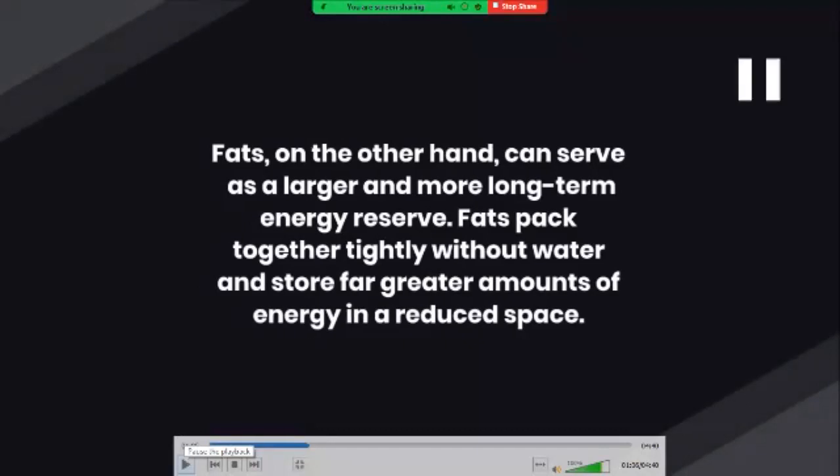Fat has a larger and more long-term energy reserve. Fat is packed together tightly without water and stores a far greater amount of energy in a reduced space. That's why it's easier to store fat in the body. And you don't even know you're getting obese until you can't even walk properly. That's when you start noticing, look, I'm getting fat too. Do you understand? Right?